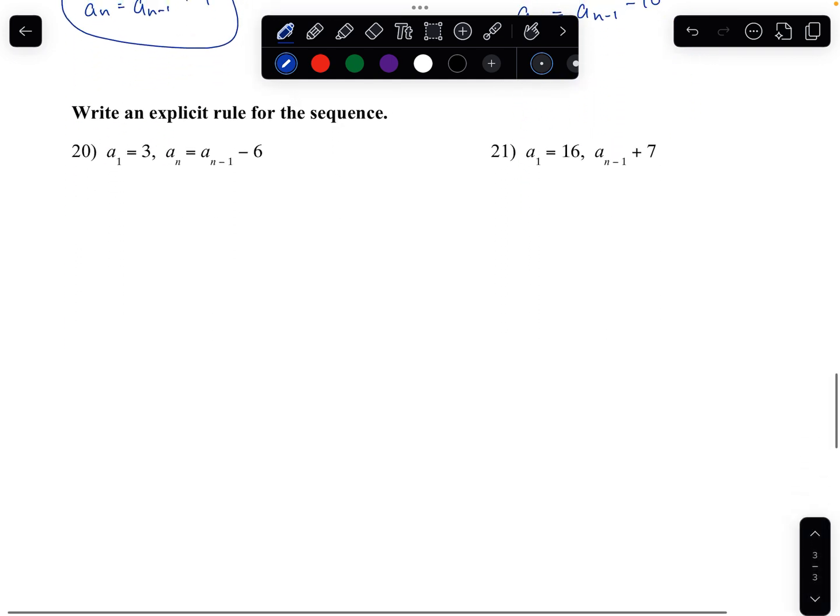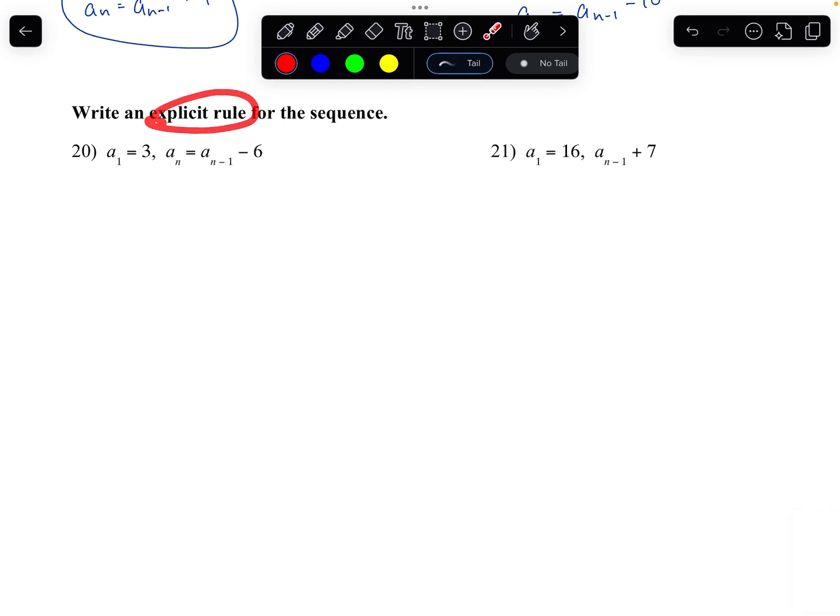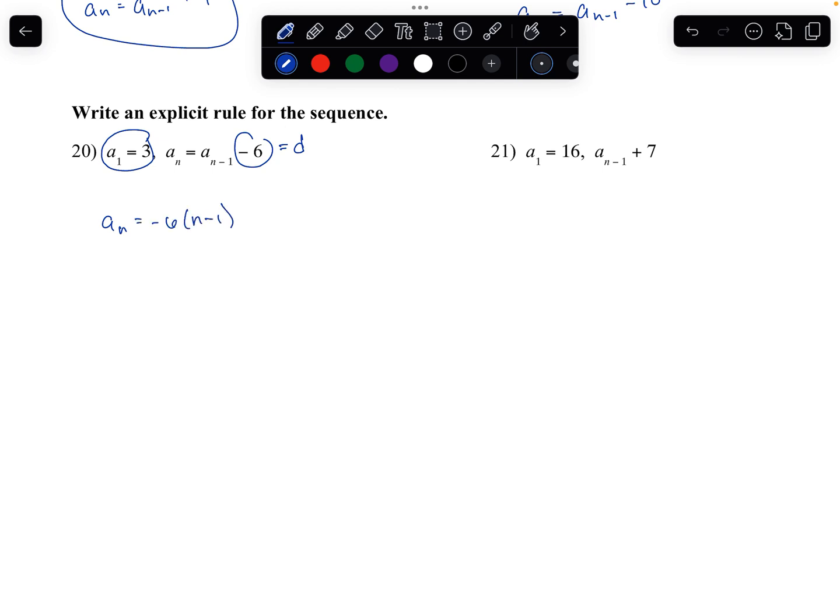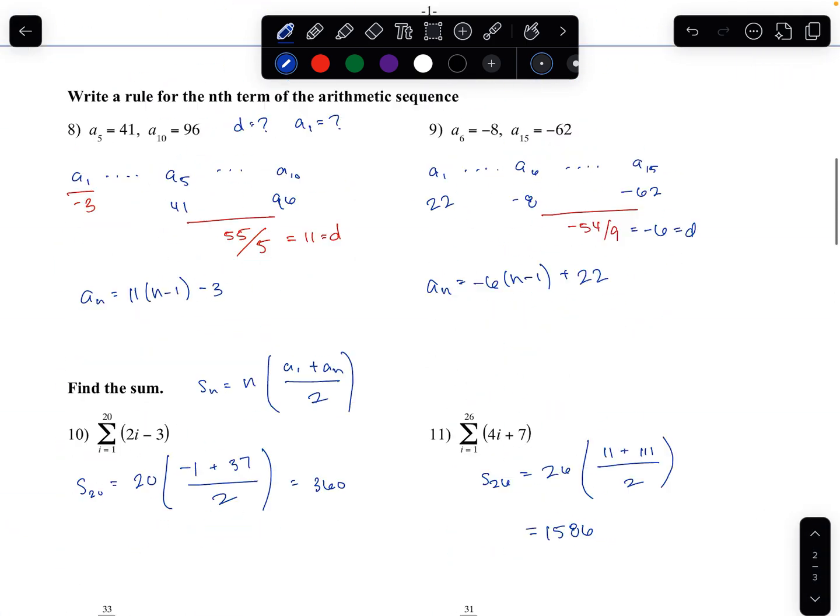And then for this one right here, for these two, write the explicit rule. Here's the recursive rule. You can see we have a sub 1 is equal to 3, and then this is equal to the common difference. So the explicit rule is a sub n is equal to negative 6 times n minus 1 plus 3. And then here we have the first term and the common difference. So we'll say a sub n is equal to 7 times n minus 1 plus 16. And there we have all of 7.2.